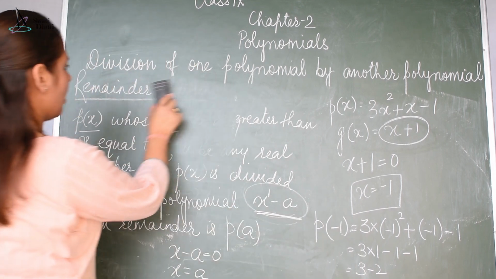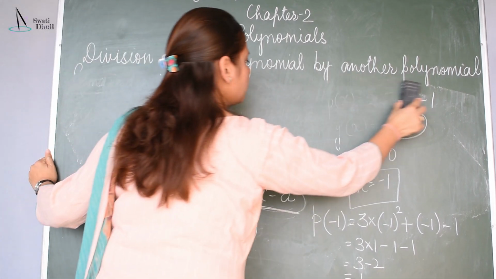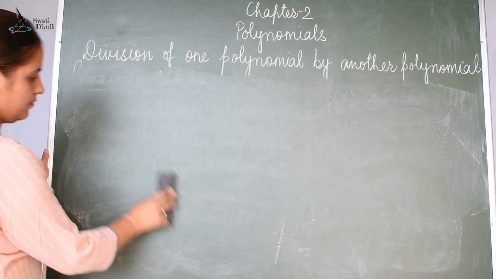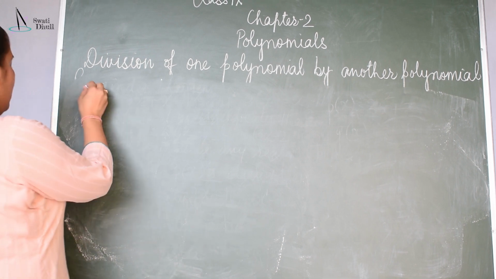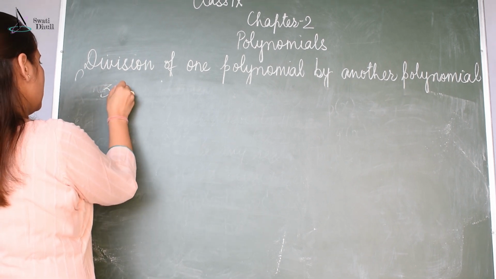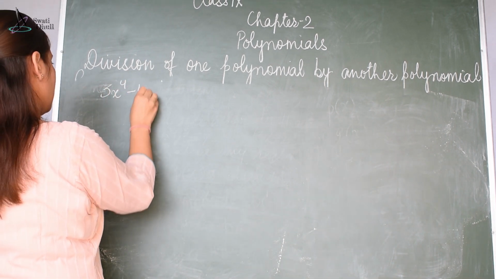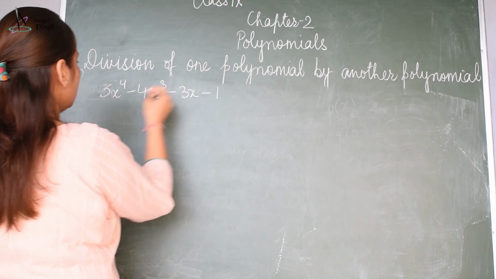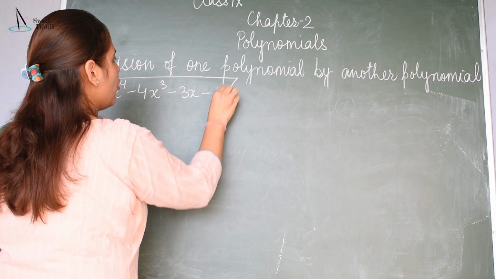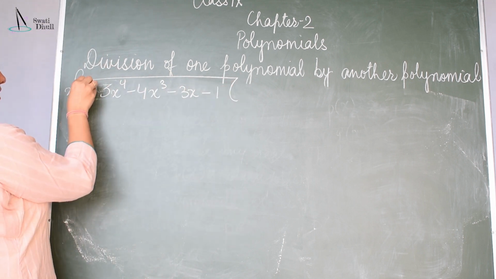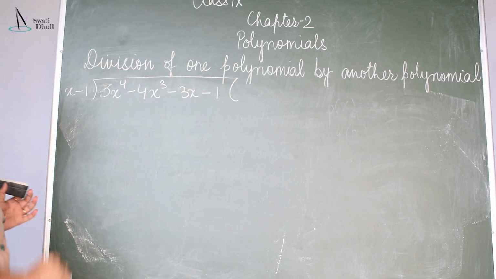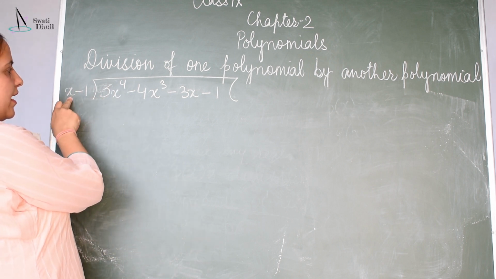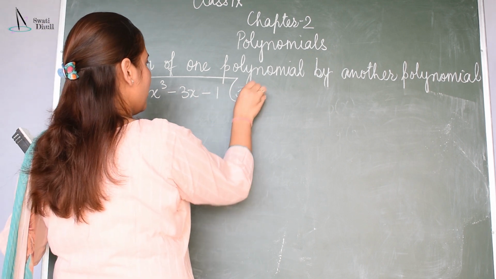Now let's take one more example. Let's say 3x to the power 4 minus 4x cube minus 3x minus 1. If I have to divide this polynomial by x minus 1 by long division method, what will I do? 3x to the power 4 divided by x. I will get here 3x square.